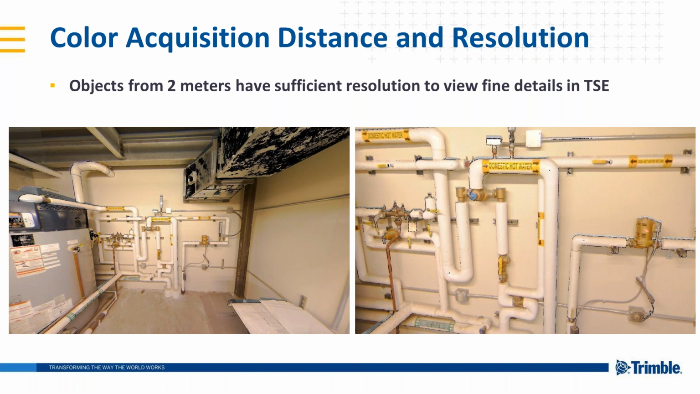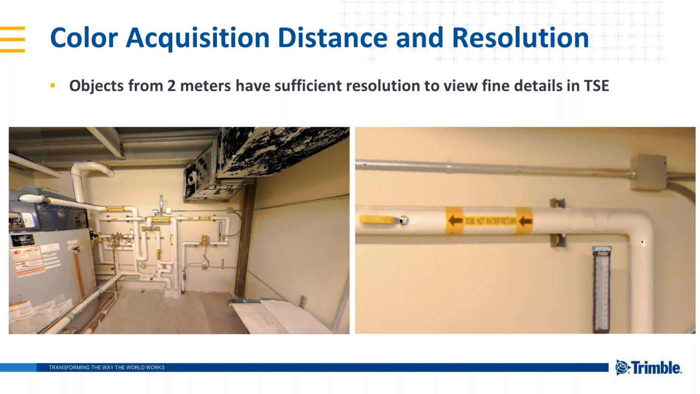Now, the objects from 2 meters have sufficient resolution to view finer details. In this example, the scan is from approximately 2 meters, and you can clearly make out details like the domestic hot and cold water labels. And if I zoom in further, you can even see the smaller domestic hot water return label. Now, the labels actually look sharper in TSE than they do in these images, but hopefully you can get the idea.